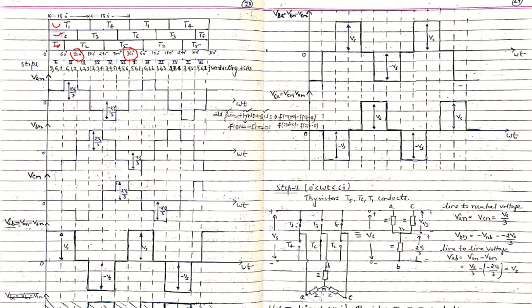So we will write 5, 6, 1 because the three thyristors are conducting up to 60 degree, and after 60 degree T1 will be conducting, T6 will be conducting and T2 will be conducting. So 6, 1, 2 are conducting, and after this 120 degree duration T1 will be there, T3 will be there and T2 will be there. So these 1, 2, 3 are conducting.